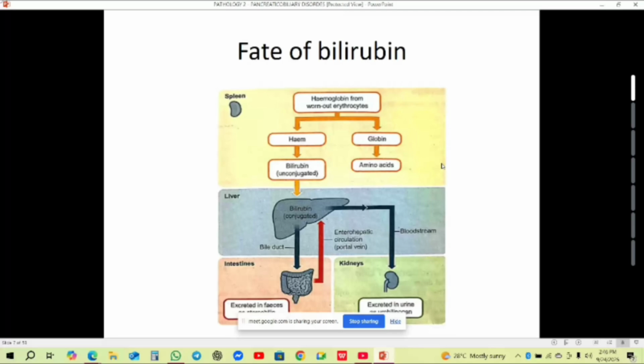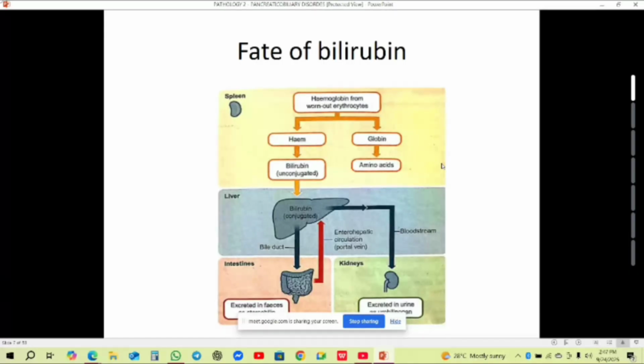And then, of course, you can have what we call enterohepatic circulation. Entero refers to the small intestine, so enterohepatic means it goes into the blood and goes back to the liver. There is that circulation through the portal vein, back into the liver. From there it goes into the blood, and then it is excreted in urine as urobilinogen. So that will be the effect of the bilirubin: excreted in urine as urobilinogen, excreted in feces as stercobilin.